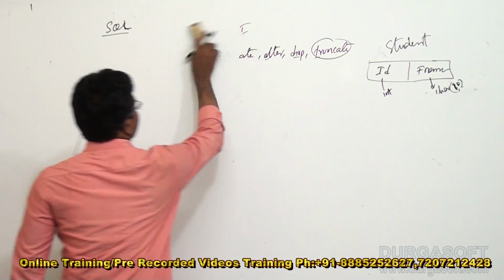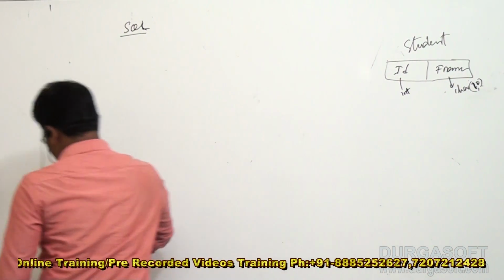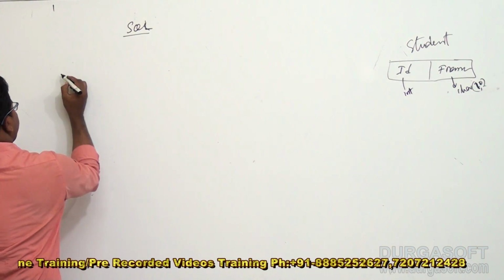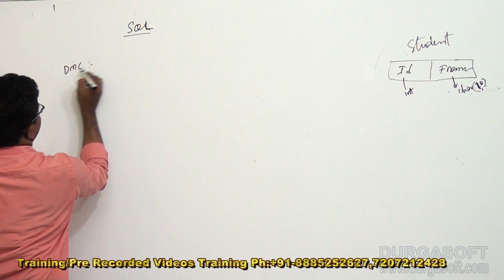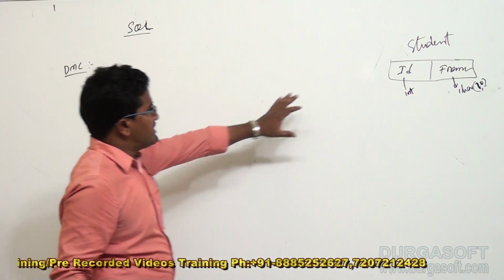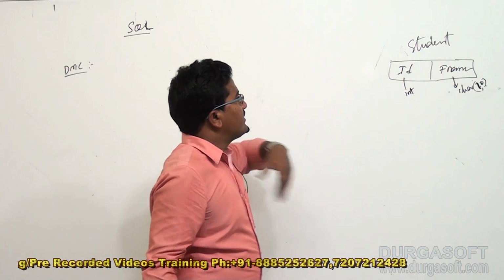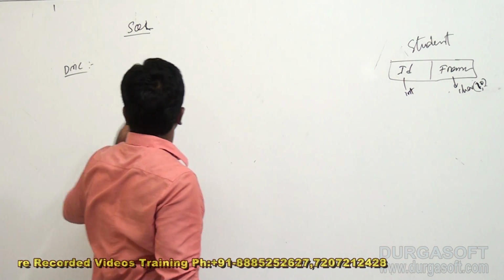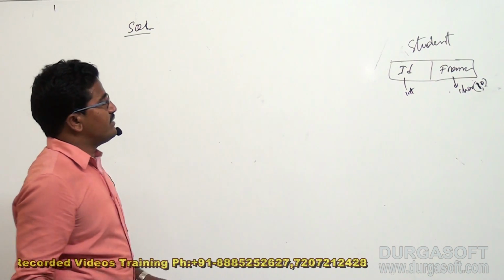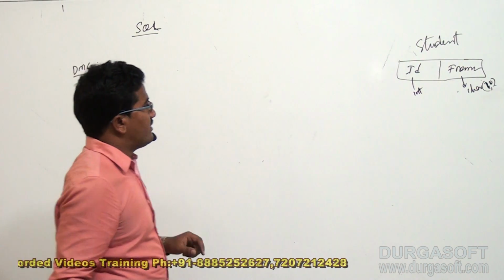Next, the second thing is DML. So when we have the structure, what happens? We want to add, we want to insert the data, right? We want to insert the data. So here what happens?